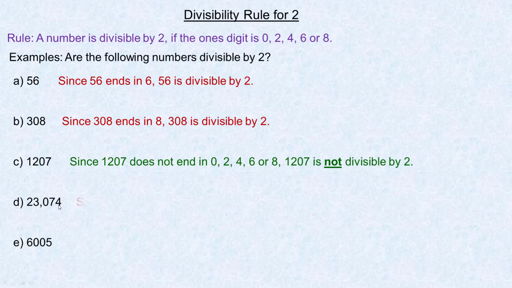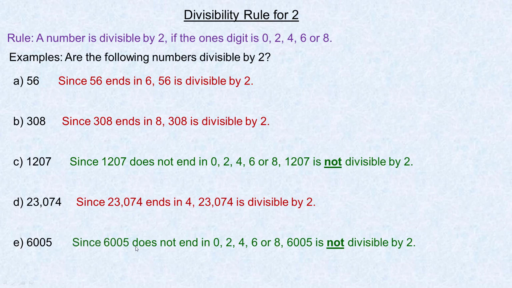23,074 ends in a 4, and 4 is one of those numbers, so that means that 23,074 is divisible by 2. Last example, the number 6,005, it ends in a 5, and 5 is not one of those 0, 2, 4, 6, or 8 numbers, so that means that 6,005 is not divisible by 2.